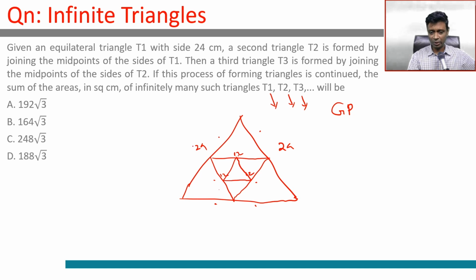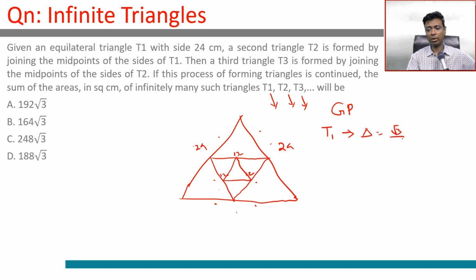So this has 24, 24, 24. This has 12, 12, 12. Every side is halved, so the area will be 1/4. So find T1. Area of T2 will be 1/4 of that. Area of T3 will be 1/4 of that. Let's find the T1 area first.